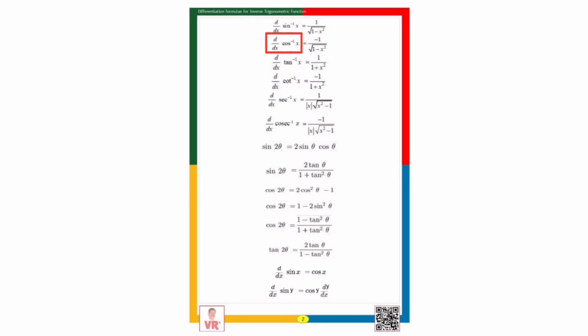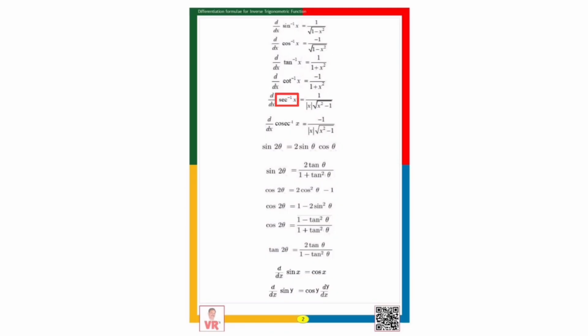d/dx of cos inverse x, just minus is added for that: minus 1 by root of 1 minus x square. d/dx of tan inverse x is 1 by 1 plus x square. d/dx of cot inverse x, just minus for tan inverse.